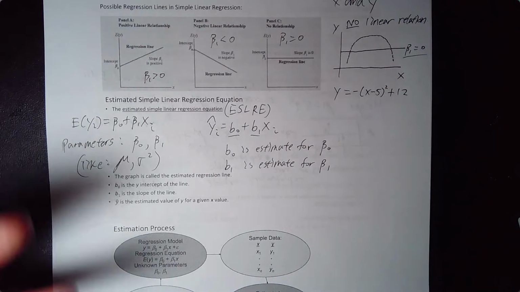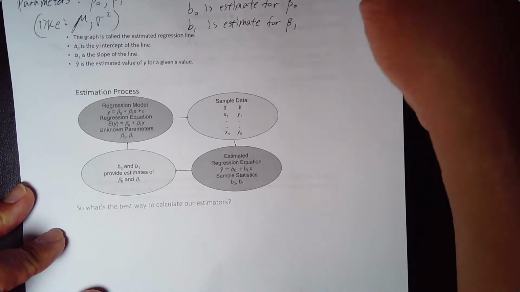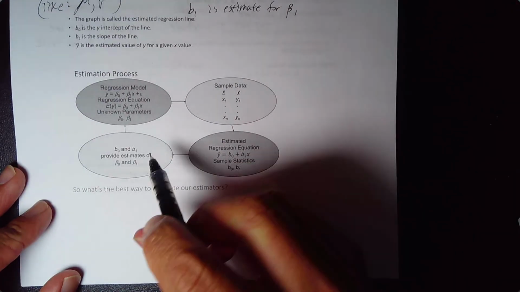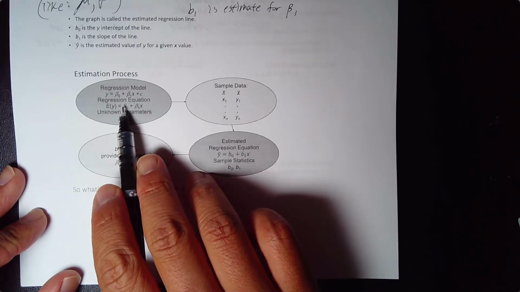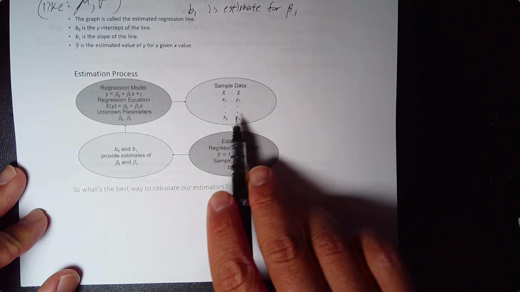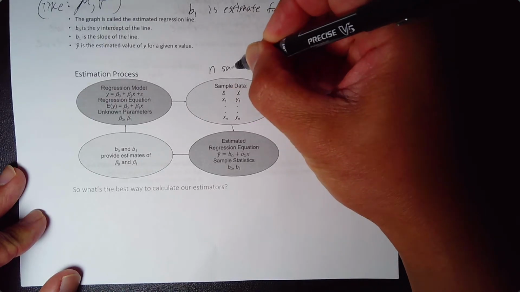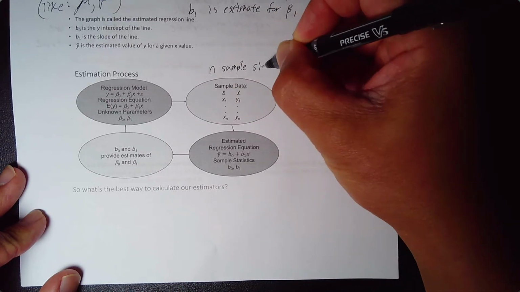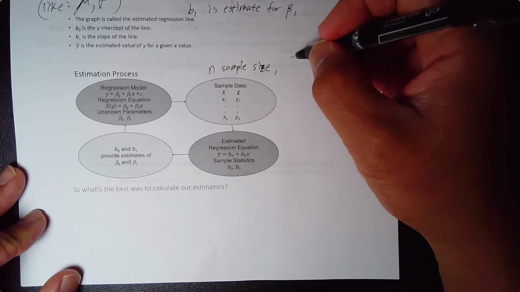Now, how will we go about doing this? Here's a nice diagram that I found in the textbook that can help with our intuition. Here we assume our regression model and then our regression equation, and here are the unknown parameters. So what do we do? We collect sample data. Here is sample data of sample size n, where each observation has two variables.